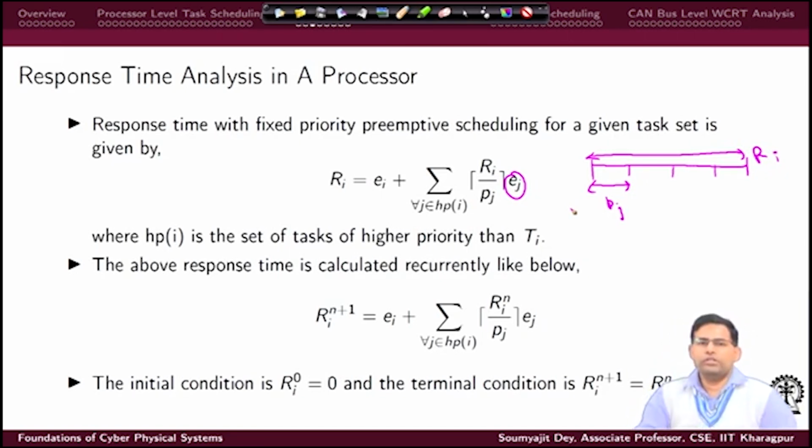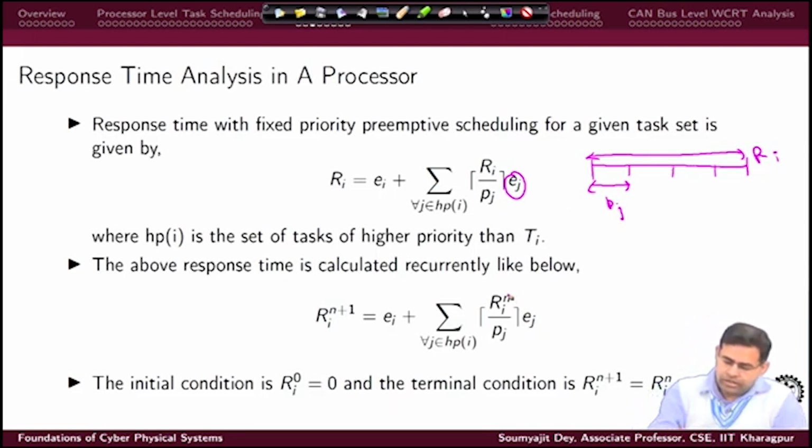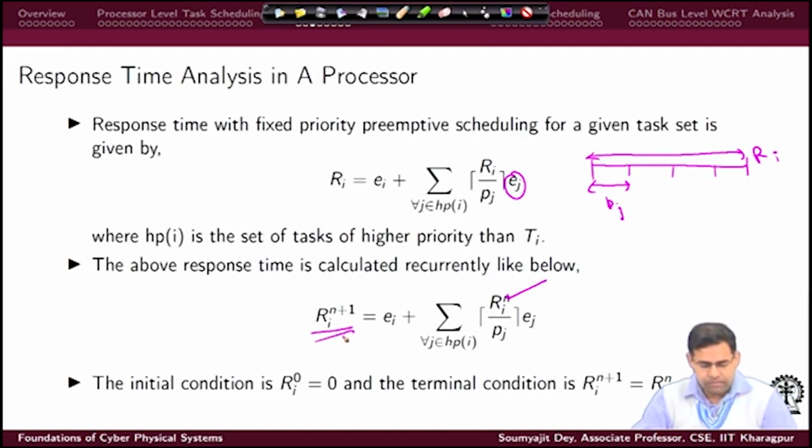Now, the question is, this response time value is not known. So, if you see, this is like a recurrence equation. What we are doing is getting an estimate and refining that estimate by applying this equation. Let us say my nth estimate is given by R i n, I apply this equation to get the n plus 1th estimate. Initially we will assume that this value is 0, so I will only have E i as my initial estimate of my response time, and then we will keep on computing this recurrence until I get 2 consecutive iterations giving me the same value. That means this computation has reached a fixed point and that is my response time value.